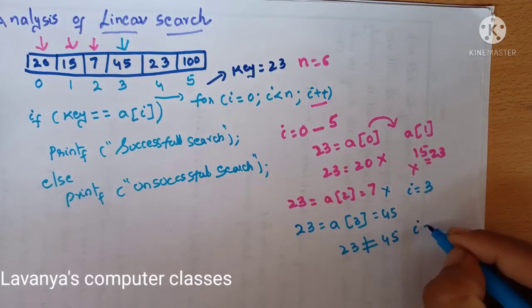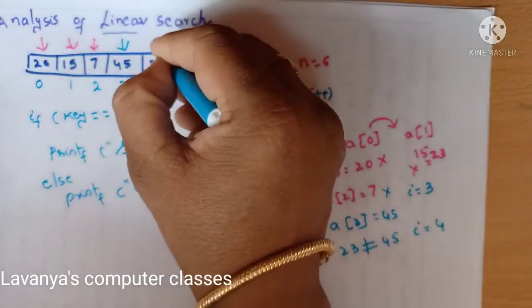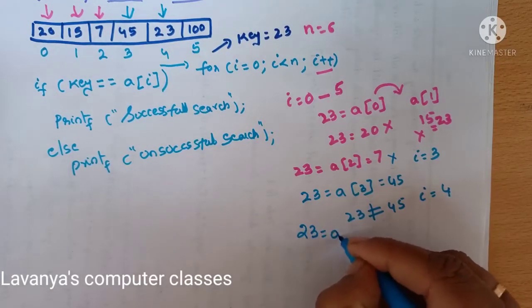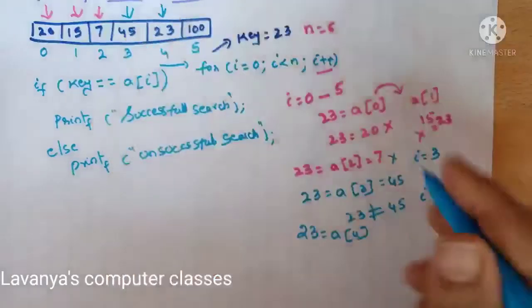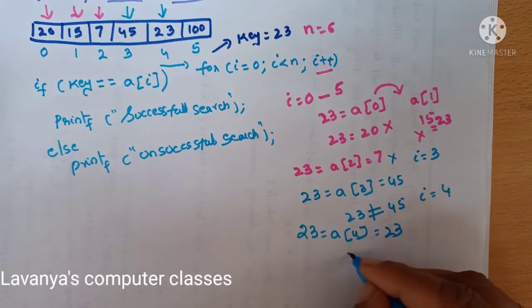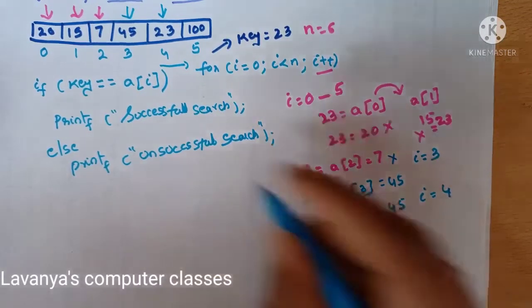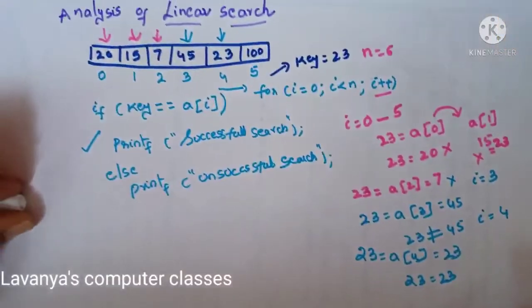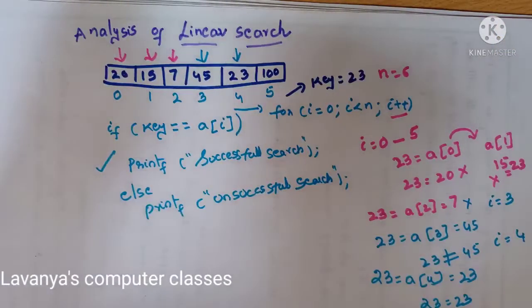So again go for i plus plus. i plus plus means i value is 4, that means coming to here. So here what is your key value? The key value is 23. A of 4 is 23. So 23 is equal to 23. Yes, that means it is a successful search. So like this the linear search algorithm works.